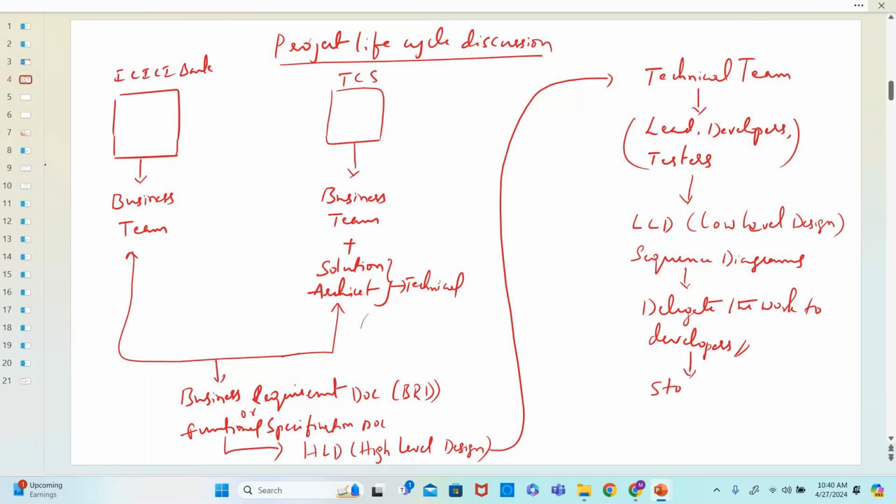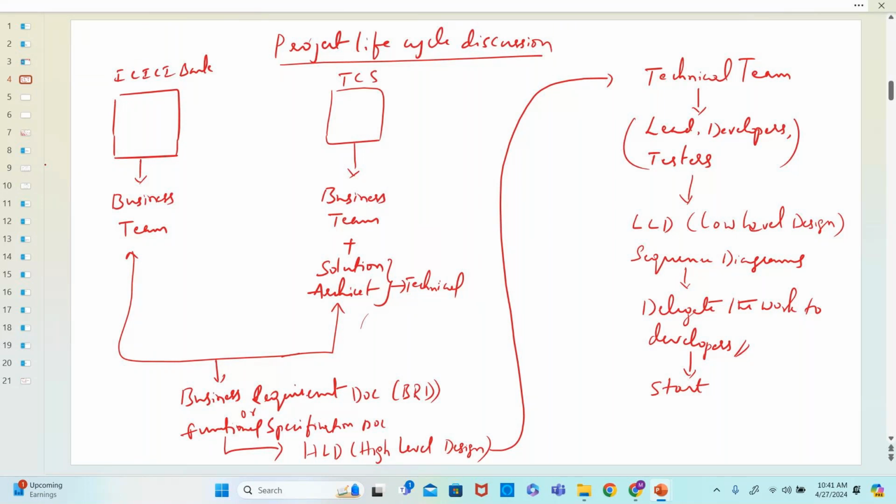For example, as part of this particular project, there are 15 APIs to be developed. Now those 15 APIs will be delegated into different sprints. For example, this is a project of around 6 months, and every 2 weeks there is a sprint. So the development of these 15 APIs will be spread across the 6 months duration.